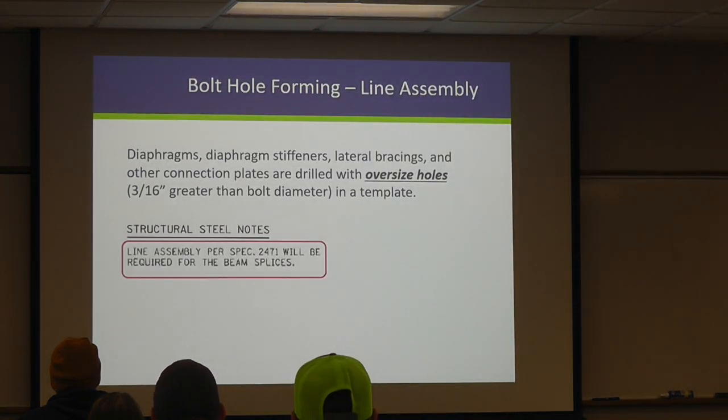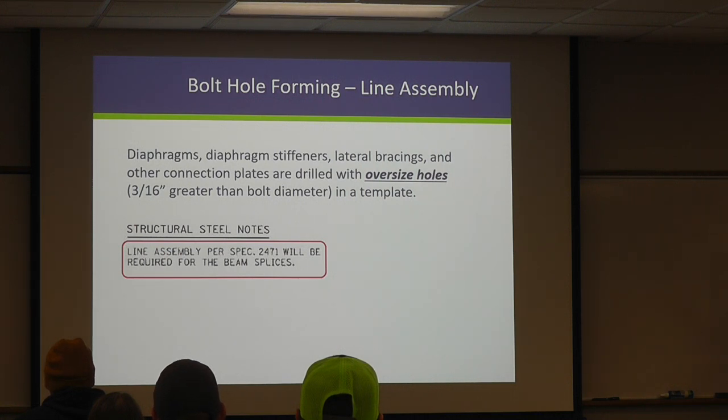Once we have all the welding done, we go into our bolt hole forming. So this is where, as an inspector, you're going to need to go into the structural steel notes and understand what the forming operation was. And we'll really hit on this later, but that's going to be very dependent on how certain things have to happen during erection. So let's talk a little bit about the bolt forming.